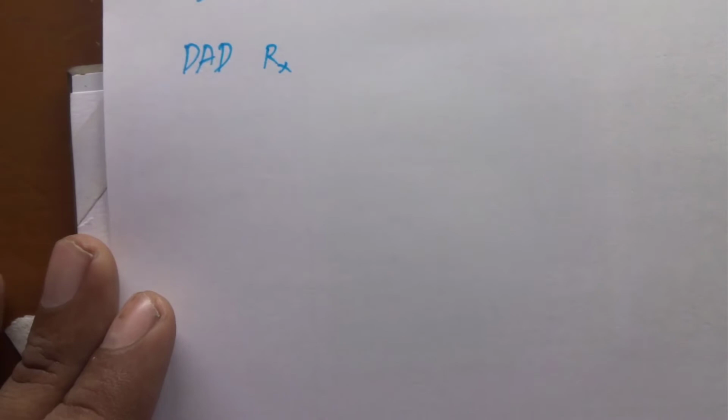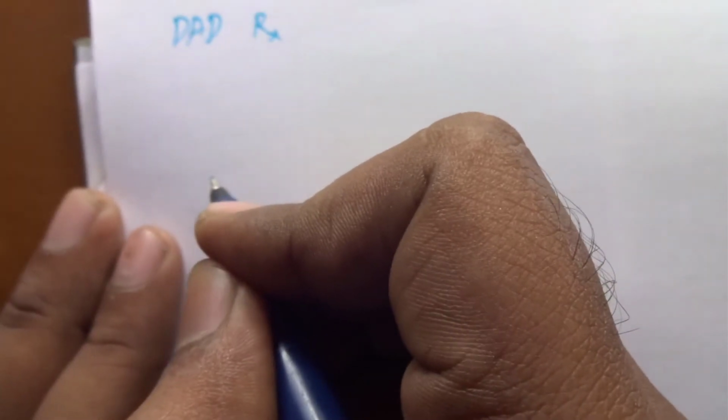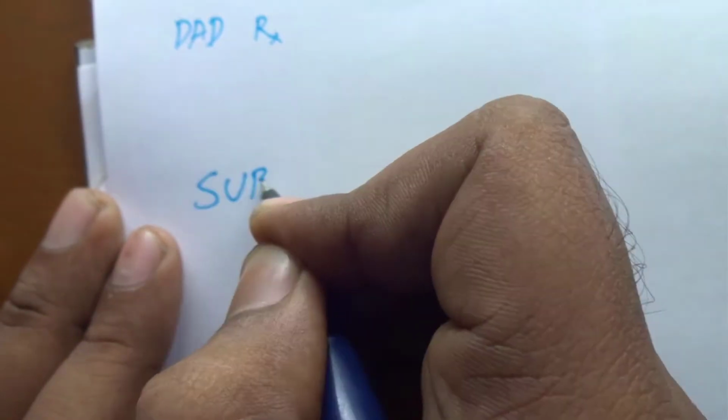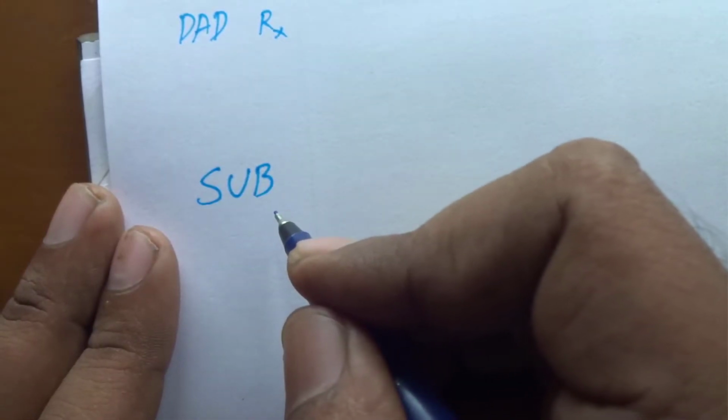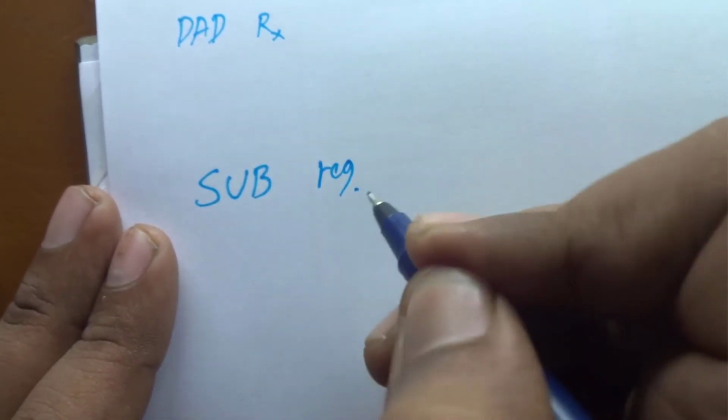Now we see the subtraction instructions. The subtraction instruction is the same as your addition instruction. The first instruction in subtraction is SUB. Here also one of the operands is your accumulator. So this is subtraction with a register.